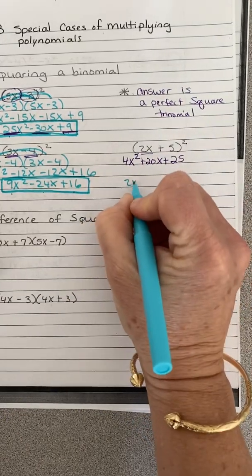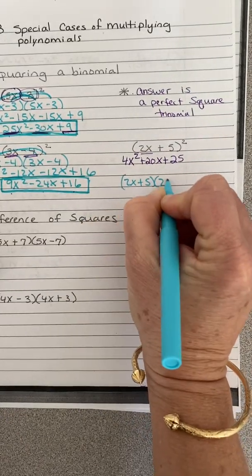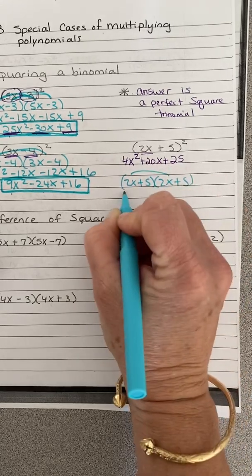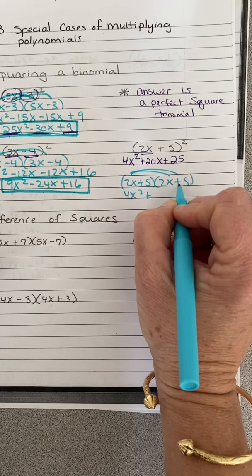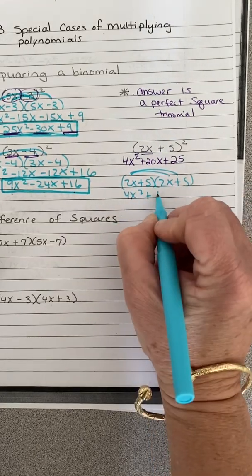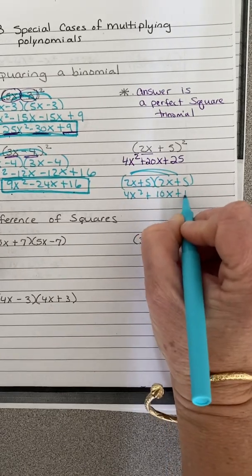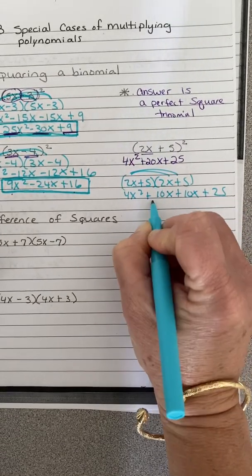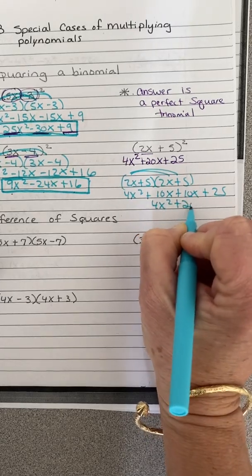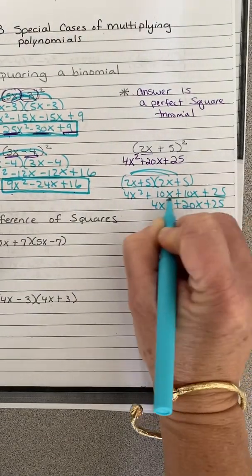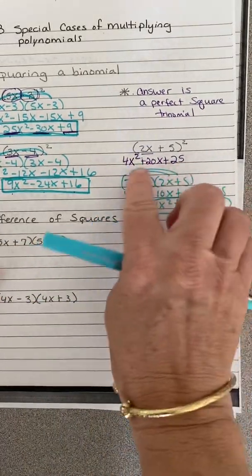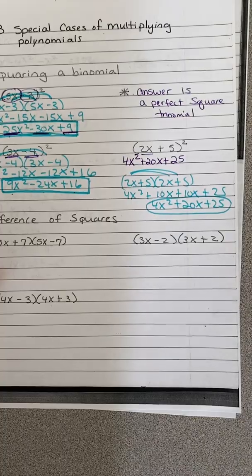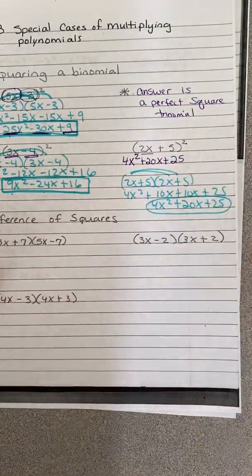Now I even still like to go back and double check, did I do that right? 2x plus 5 times 2x plus 5: 4x squared plus 10x, 10x, 25. Did I do something wrong? I did not do something wrong. So you notice I get the same answer. Sometimes it's harder to remember the trick, because in a few months when you do this, it's not going to be that easy to remember.